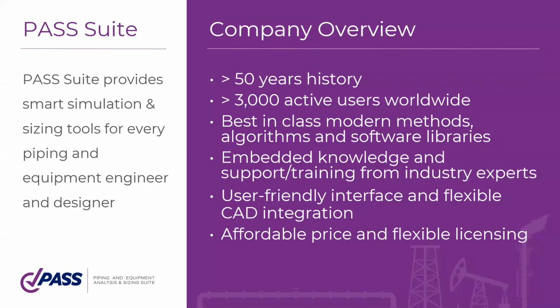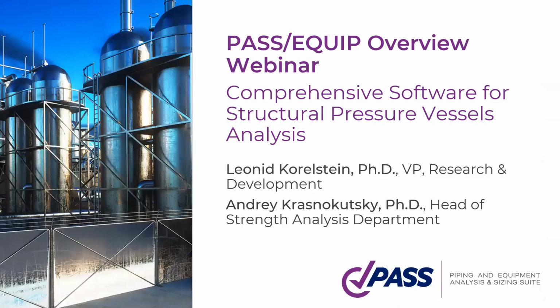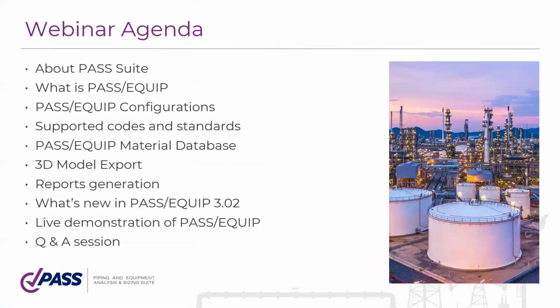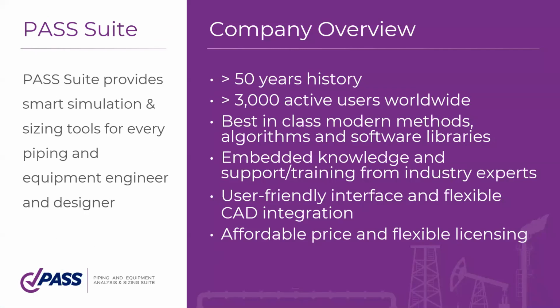So PAS, or piping, which means piping and equipment analysis and sizing suite, is a new worldwide brand, but the software behind it has decades of usage and development. So we have more than 50 years history, and our pool of active users is more than 3,000. And in particular, PAS Equip has more than 250 users. So we're trying to use best-in-class modern methods, algorithms, and software libraries, and we're trying to use it in a way that any engineer could use it.